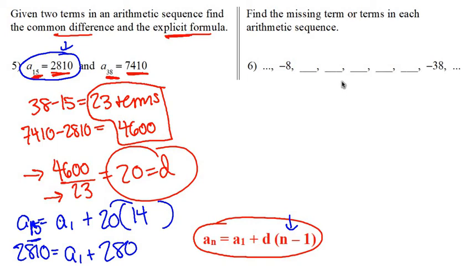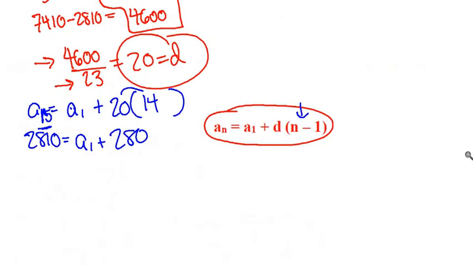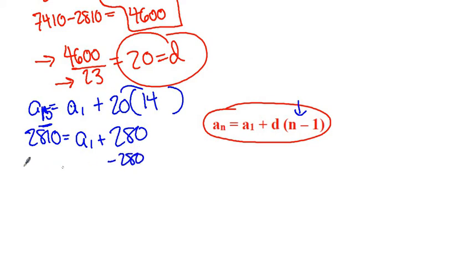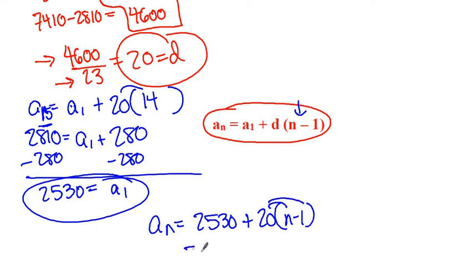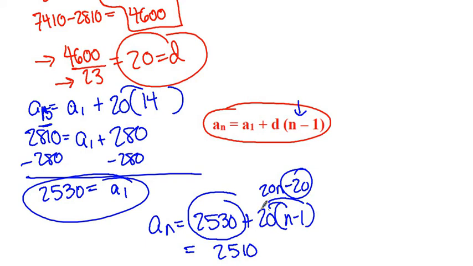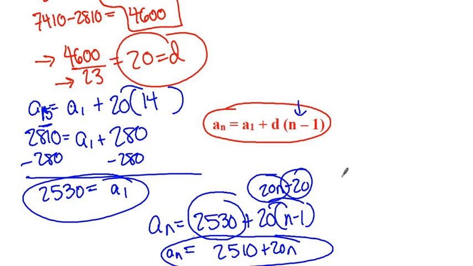So now all we have to do is solve that for a sub 1, and we will pretty much have our answer. So we'll subtract 280 from both sides. 2810 minus 280 is 2,530, and that's our first term. So our final answer here, a sub n is our first term, 2530, plus our common difference times n minus 1. And again, we could distribute if we want to, so this comes out to be 20n minus 20. 2530 minus 20 is 2510, and then we have that plus 20n right there. And so this is our a sub n. That equals our explicit formula for that.